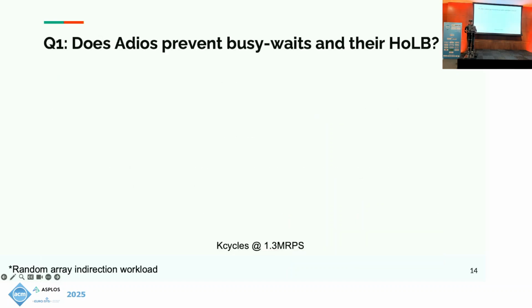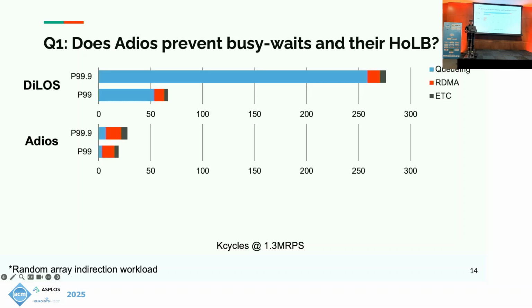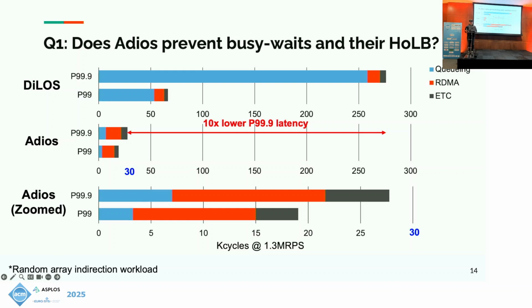For the first question, we conduct a performance breakdown again. These are latency breakdowns of DiLOS and Adios. The first plot is the breakdown of DiLOS, and the second one is for Adios. In this experiment, Adios has 10 times lower P99.9 tail latency overall. If we zoom into the second plot around 30 kilocycles, we can see more details. As you can see, Adios has 37 times lower queuing delay than DiLOS, and queuing delay is no longer the dominant factor for the tail latency at 1.3 MHz throughput.